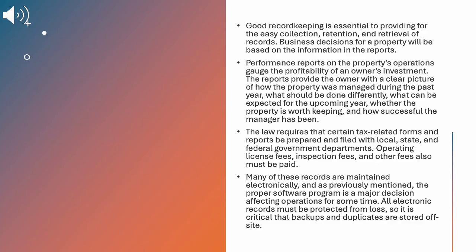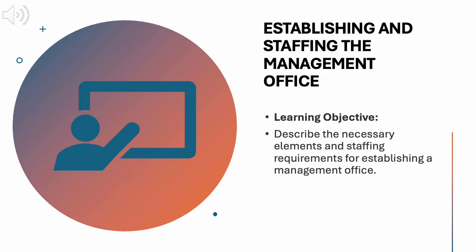The law requires that certain tax-related forms and reports be prepared and filed with local, state, and federal government departments. Operating license fees, inspection fees, and other fees also must be paid. Many of these records are maintained electronically, and as previously mentioned, the proper software program is a major decision affecting operations for some time. All electronic records must be protected from loss, so it is critical that backups and duplicates are stored off-site.